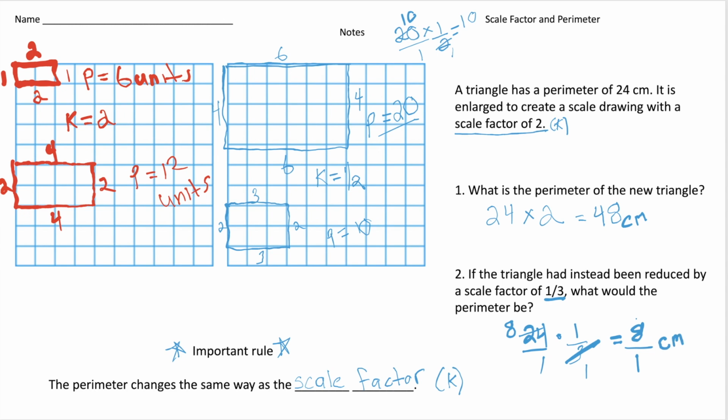All right. So one really important rule to remember is right here. Remember, the perimeter changes the same way as the scale factor. So what I want you to do is pause the video and try the Your Turn Now problems. And when you're done, hit play. You can see how you did. All right, good luck.